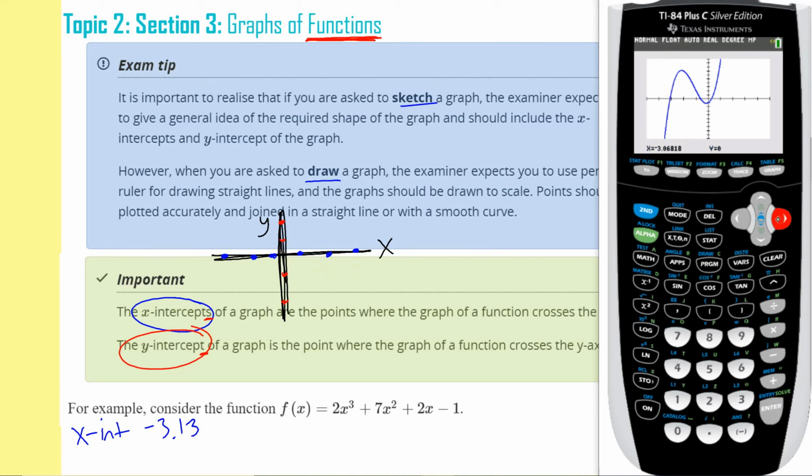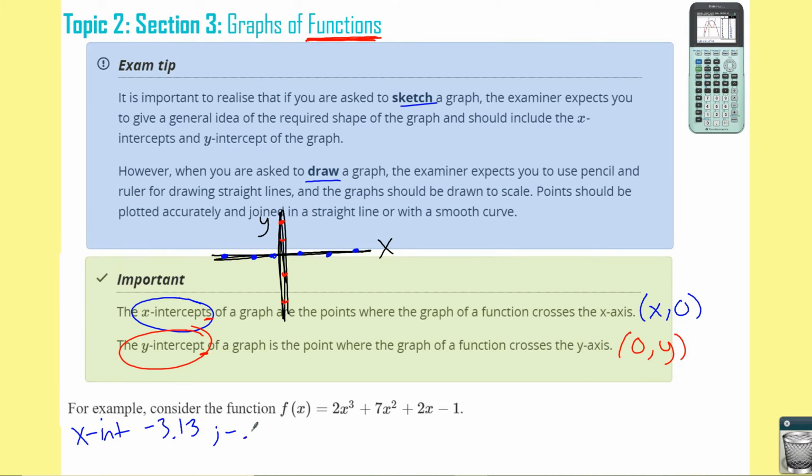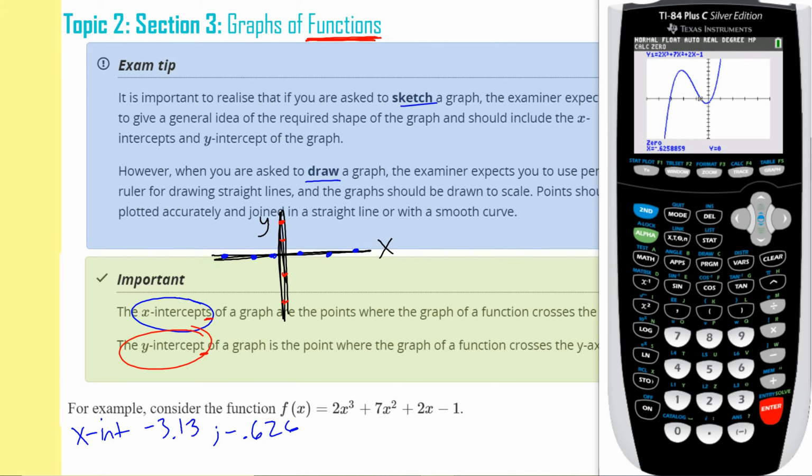So we can also do second trace, find the 0, and now we're going to go to this one where it's hitting the x-axis. So we're going to do left bound, right bound, guess. And now we've got -0.626. Alright, and now we're going to do one more time. Do our 0, the left bound, the right bound, and give it your best guess. So now we've got 0.255.